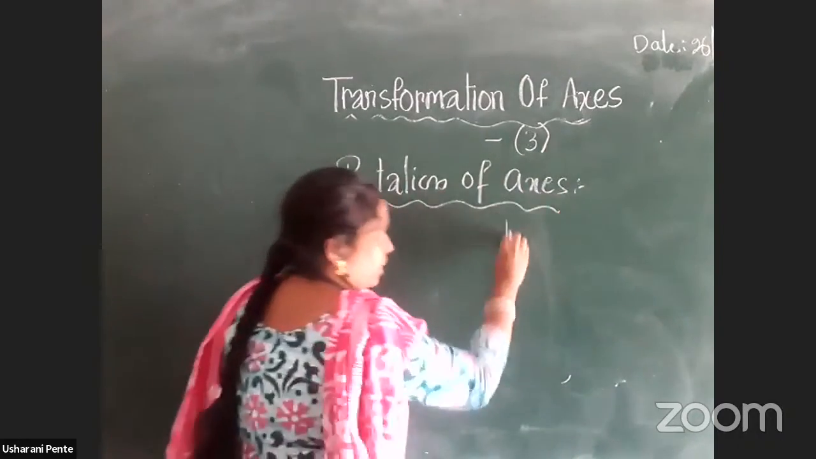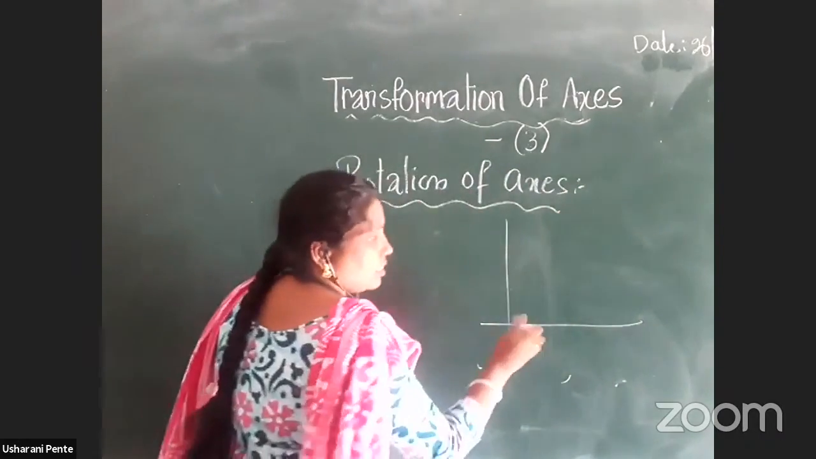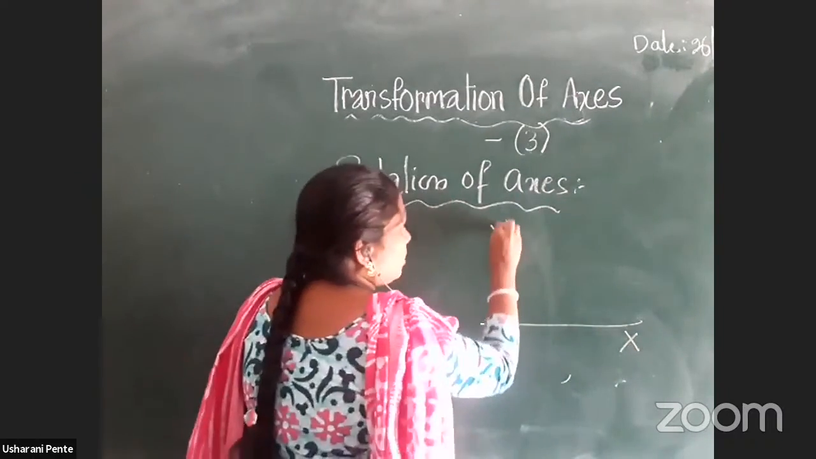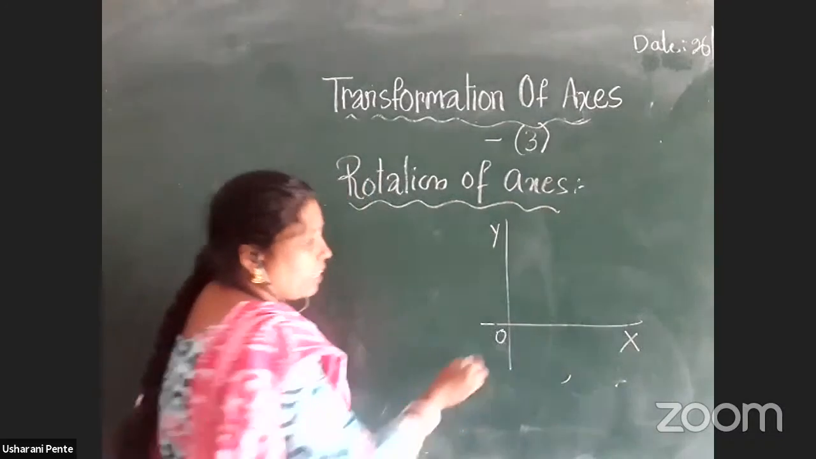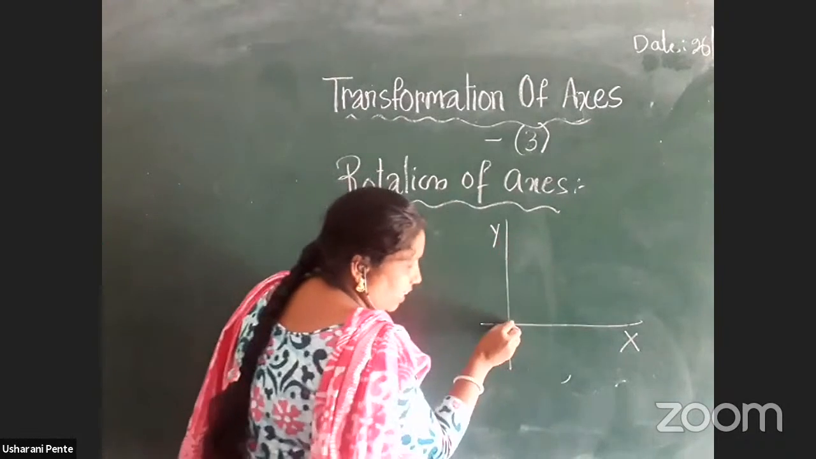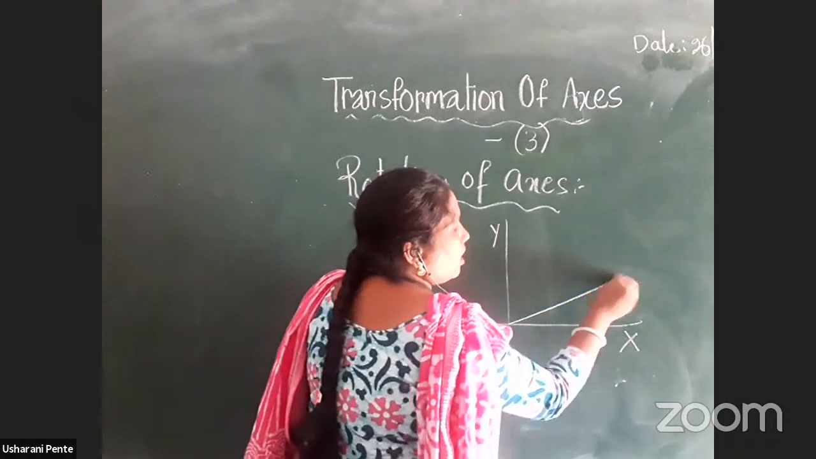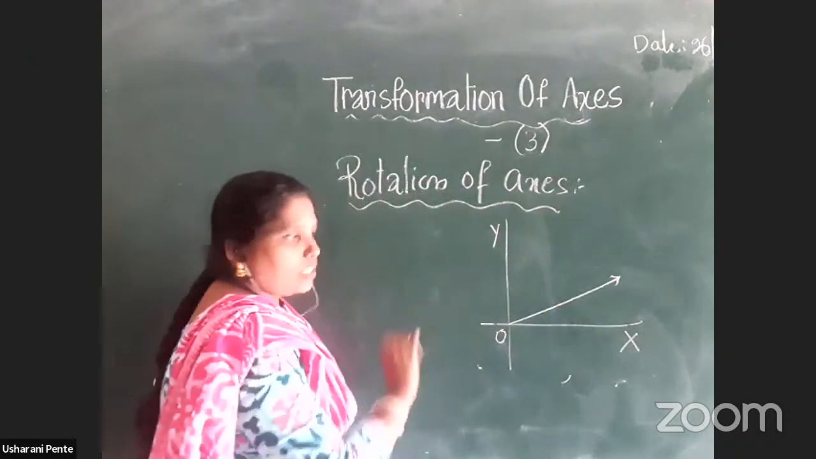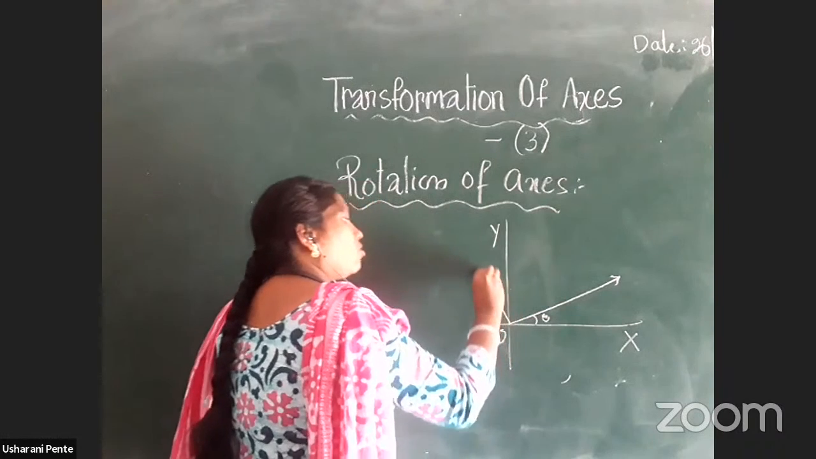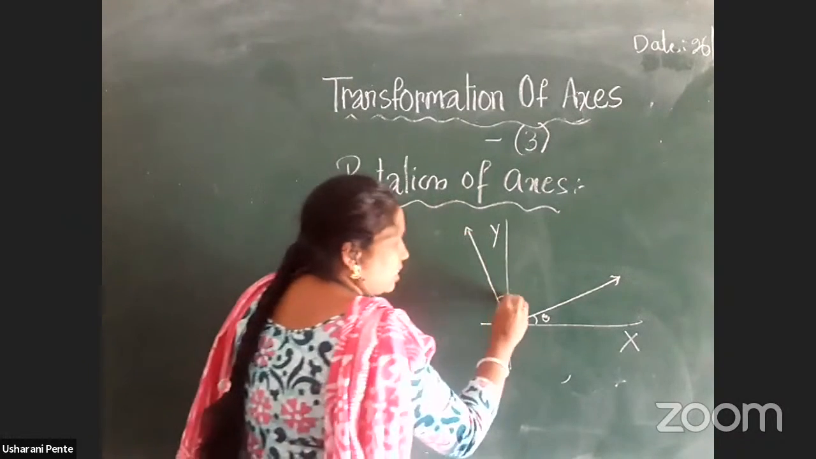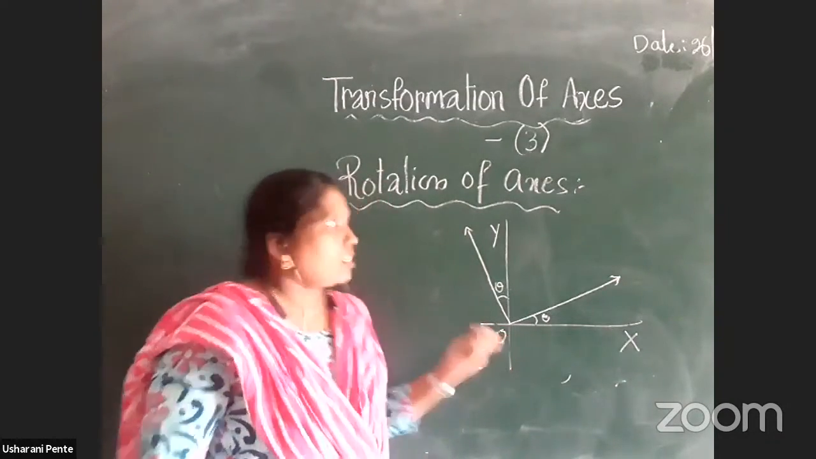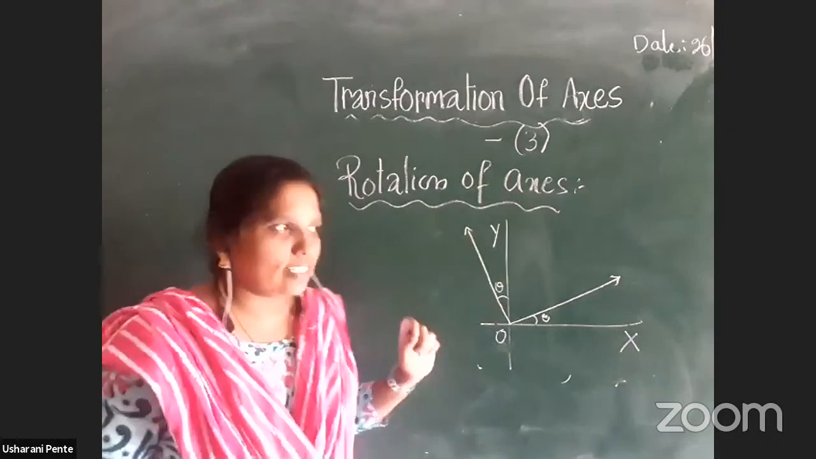We have our x-axis, OX is the x-axis and OY is the y-axis. When this x-axis is rotated through an angle theta, and in the same manner the y-axis is also rotated through an angle theta, without changing the position of the origin, it is known as rotation of axis.